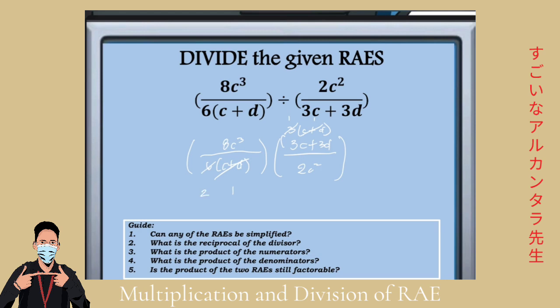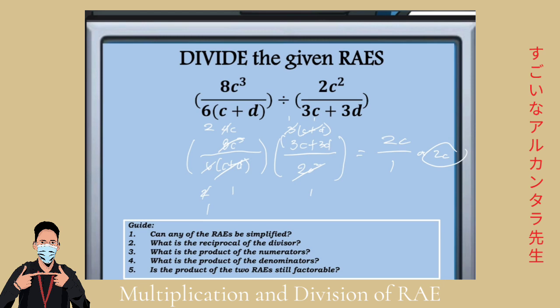8c cubed and 2c squared. The GCF is 2c squared. This will be 1. And this will be 4c. And as you can notice, we can still simplify the 4 and the 2. This will be 1. This will be 2. The final answer is 2 times c. That's 2c all over 1. Or simply 2c. That's how it works.